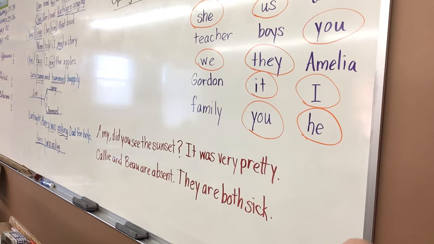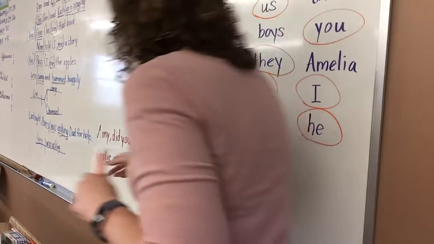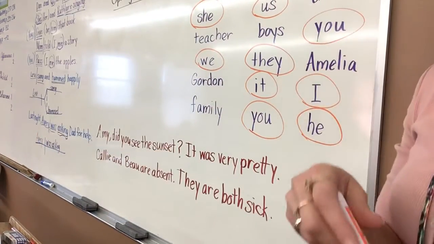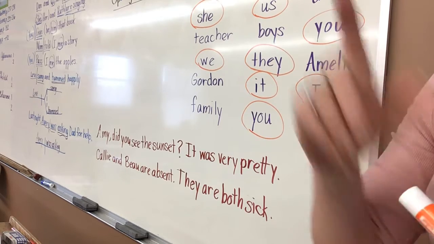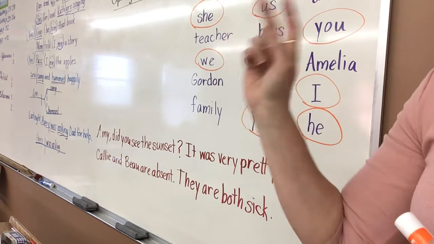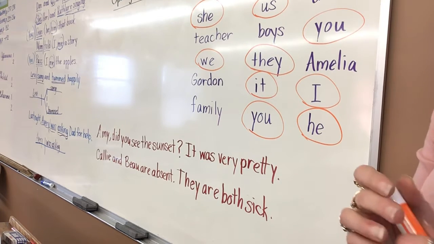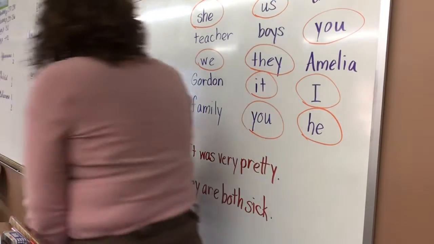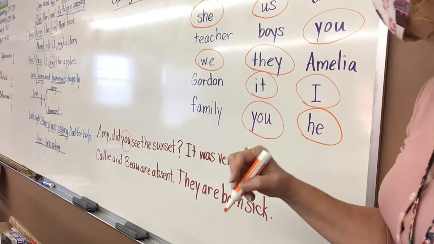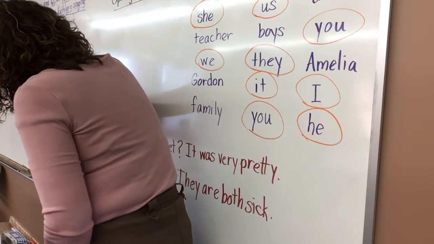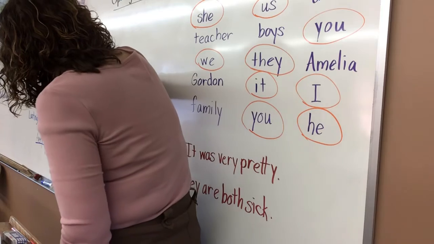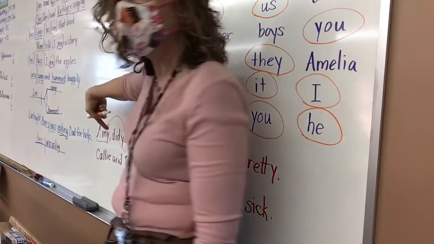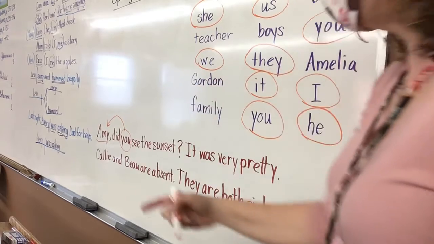All right, let's read the first one. Amy, did you see the sunset? It was very pretty. Now this one is slightly tricky in the fact that it has two pronouns in it. Therefore, you're going to have two different nouns that you need to find that they would rename. Who can tell me what the first pronoun is? You. Who is you talking about? Amy. So you would underline Amy and draw an arrow back to Amy, because this pronoun you is talking about Amy.